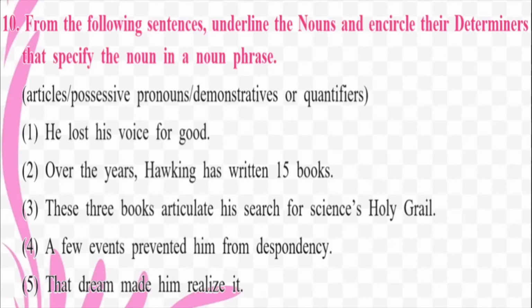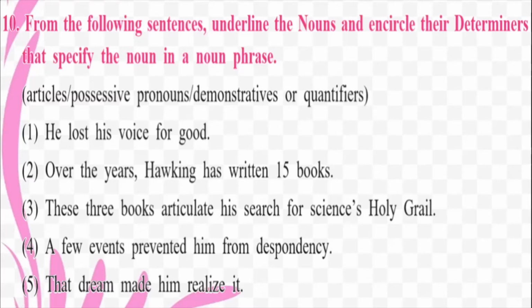From the following sentences, underline the nouns and encircle their determiners that specify the noun in a noun phrase. Here we will not only underline and encircle, we will also try to identify whether it is an article, whether it is a possessive pronoun or whatever. Let us look at the first sentence. Children, I keep repeating myself, but I repeat it so that you don't forget and you don't just go on watching the video. Let us make it a little interactive also. Whenever we come to a question, I want you to pause the video and try to figure out the answer yourself. So the first sentence: he lost his voice for good.